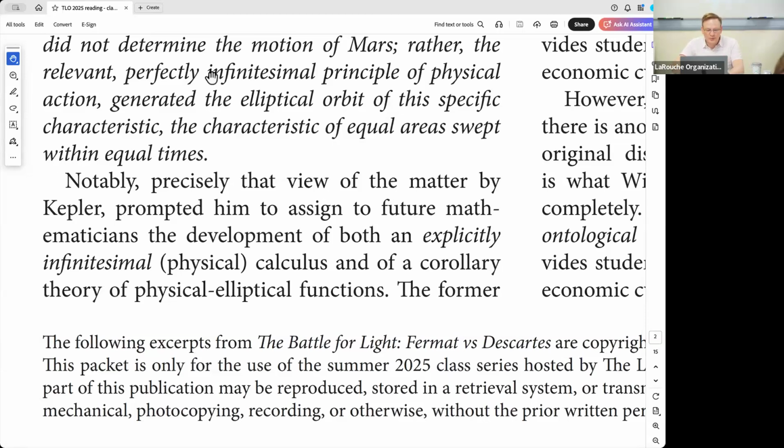So let's take a moment to think about what we've just read. We have not mentioned Fermat so far, but we've had a fair amount about Kepler. Does this make any different kind of meaning in your mind based on the class and the discussion on Wednesday for those who are able to make it? For example, when LaRouche says that the elliptical orbit doesn't determine the motion of Mars. The orbit doesn't determine the motion, but the relevant perfectly infinitesimal principle of physical action generates the elliptical orbit.